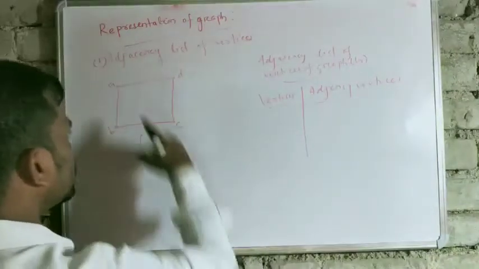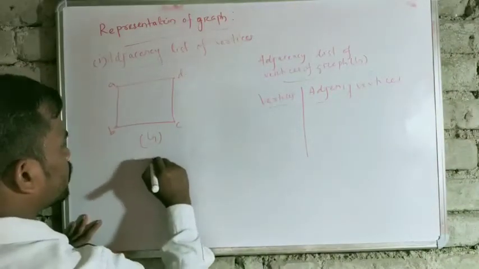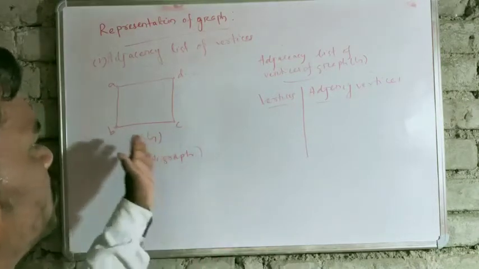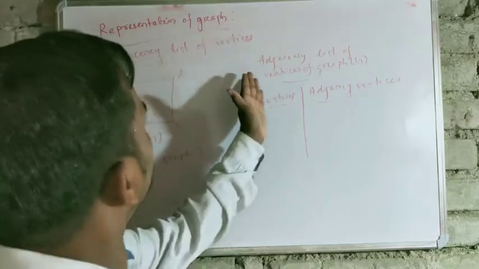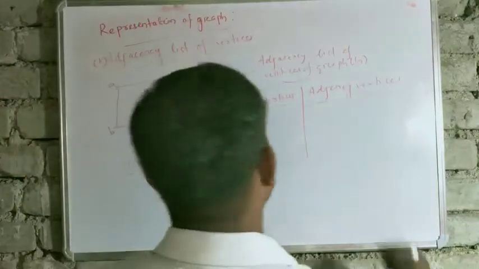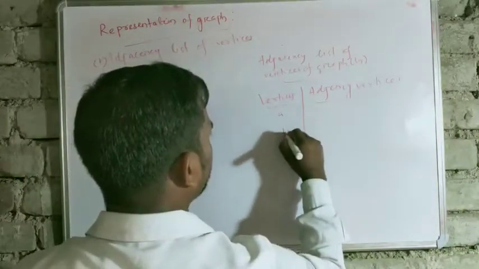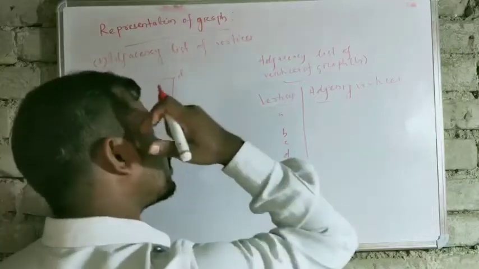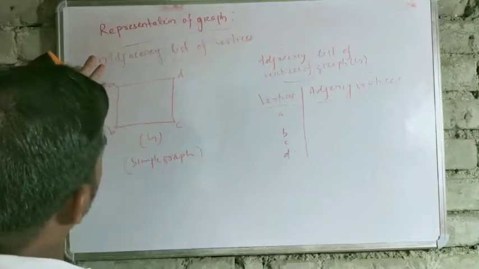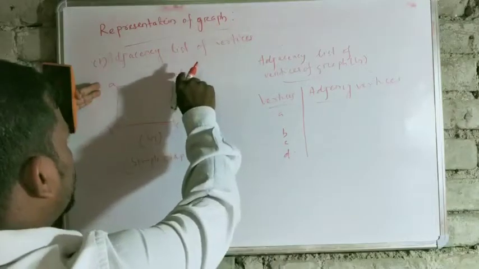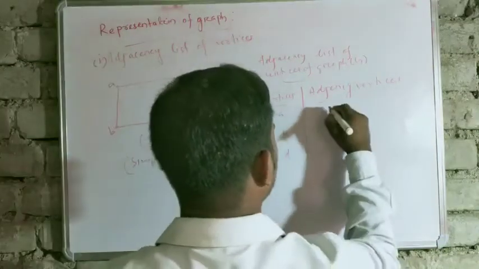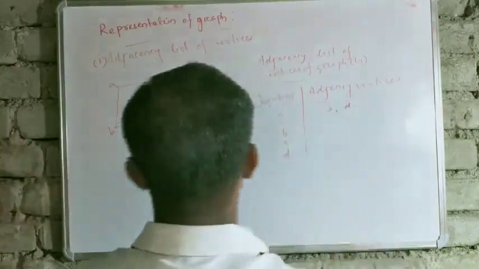Okay, so this is a simple graph. So now I am going to represent a simple graph in a different way by using adjacency list of vertices. Okay, so here the vertices are A, B, C, comma D. So what is the adjacency vertices of A? Here A is joined by an edge with D and by another edge with B. So adjacency vertices of A is B and D.